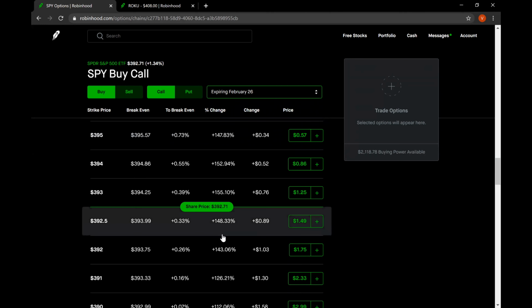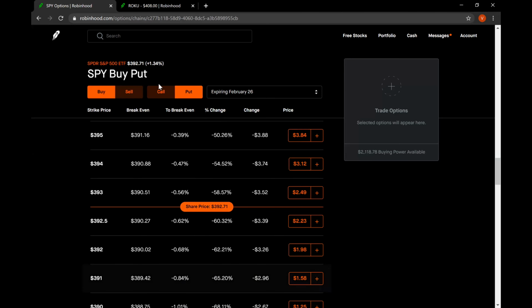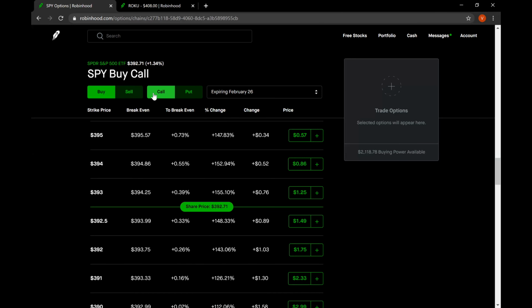So a couple things to get into when you first start trading options is you need to know the difference between a call option and a put option. A call option is you're very bullish on a certain stock, while a put option is you're very bearish on a certain stock. So when you buy a call option, you want the share price to go up because you are bullish on that stock. And when you buy a put option, you're bearish and you want the share price to go down. So first, we'll be looking at a call option.